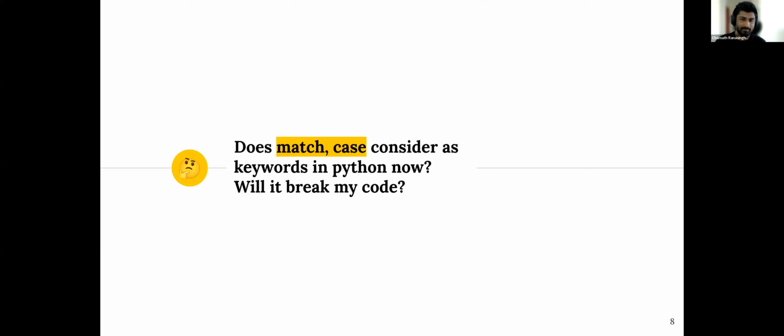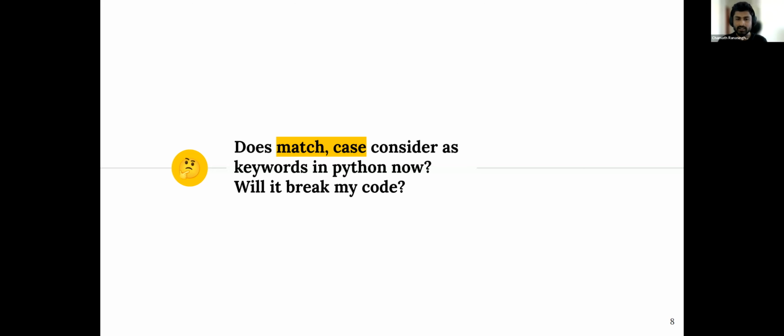And there's a frequently asked question about match case. Match case was introduced about 1.5 years ago with Python 3.10. And at that time, we had match and case used as variable names in our programs, right? So if we upgrade to Python 3.10, will it break our existing code base? The simple answer is no, it won't break, because with this new proposal, they are going to introduce soft keywords.